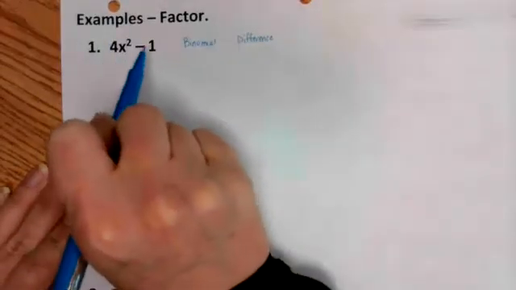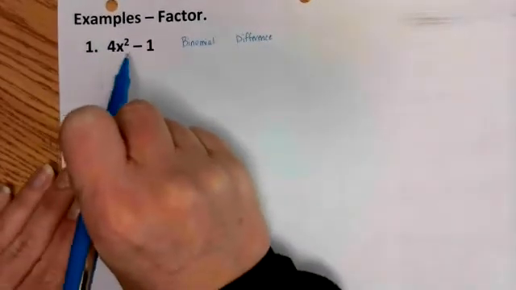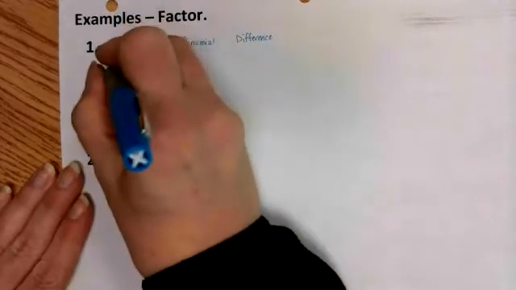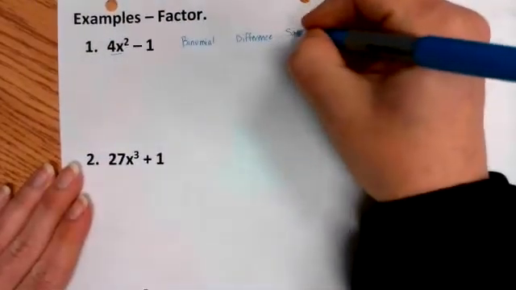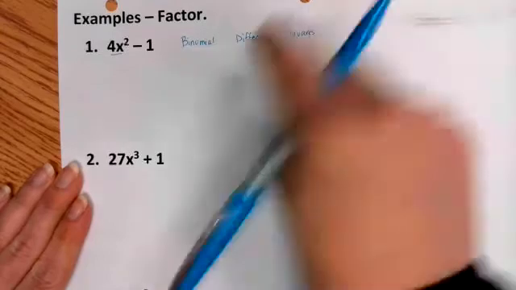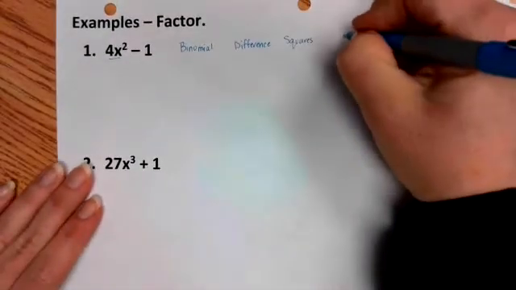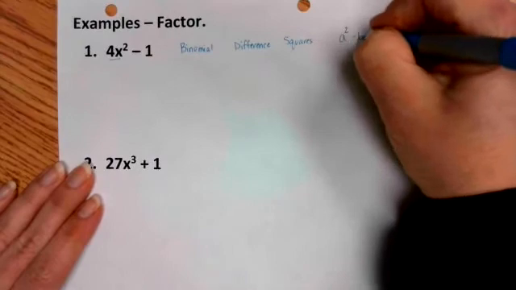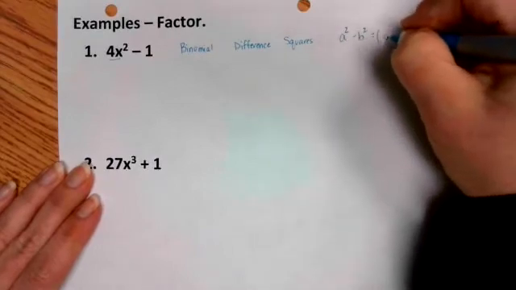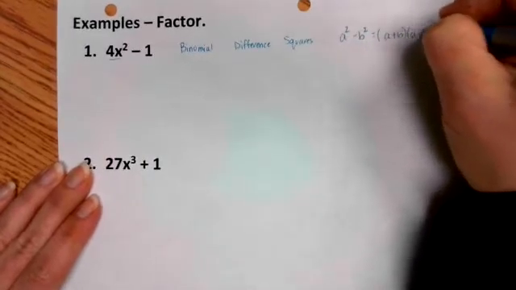And then 1 is a perfect square and a perfect cube, but 4x squared is a perfect square. So it's a difference of squares. So here's my thought process that I'm writing down. And then I'm going to write down my formula. If I have a squared minus b squared, that will factor into a plus b times a minus b.